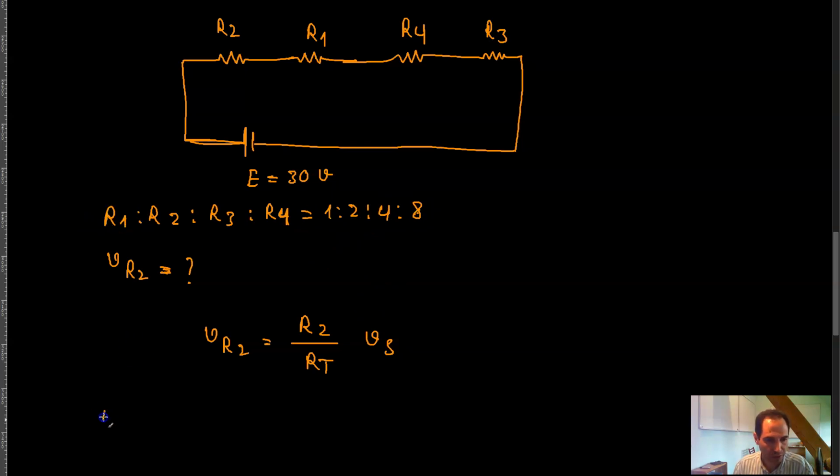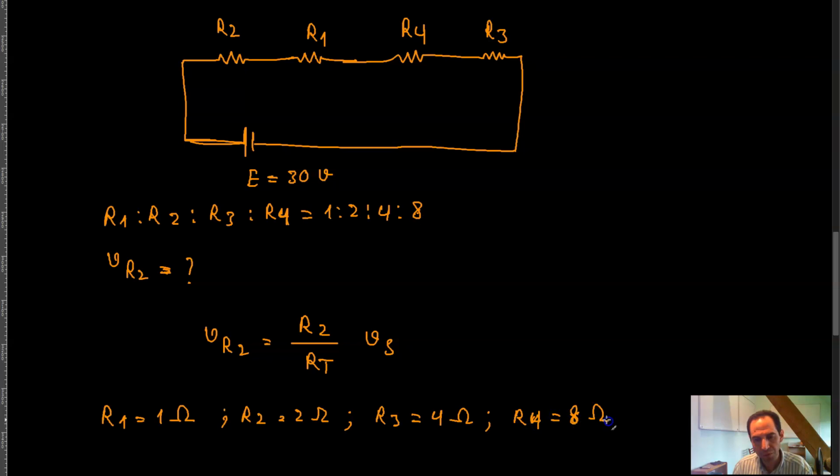Let's say that R1 is equal to 1 ohm, which is the simplest way of dealing with this problem. You don't have to then multiply it by any number. And then relative to that, R2 has to be equal to 2 ohm, R3 has to be equal to 4 ohm, and R4 has to be equal to 8 ohm. That gives you some values for these resistors, right?